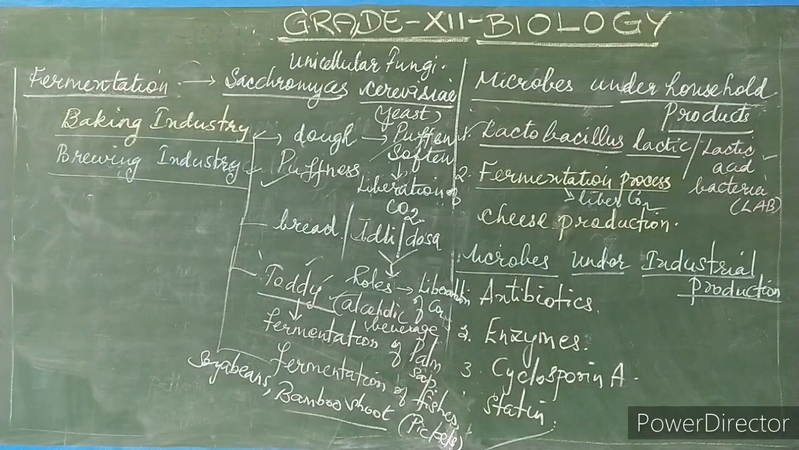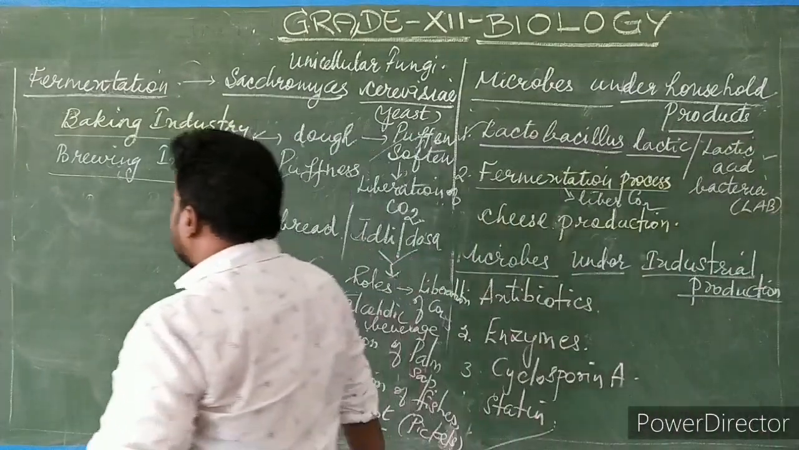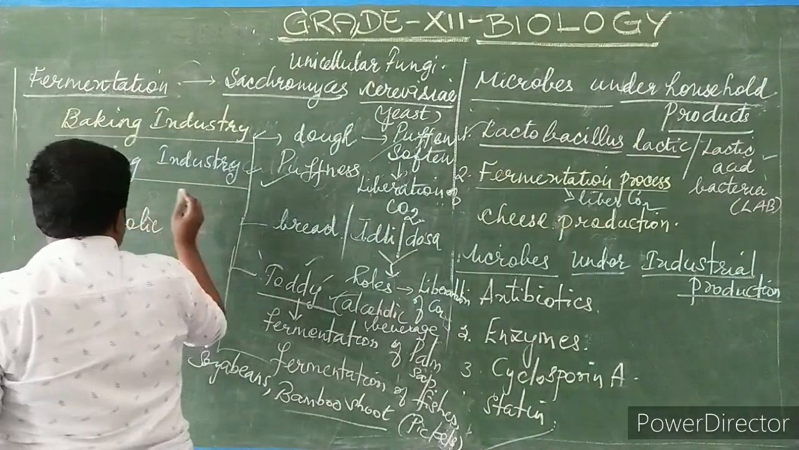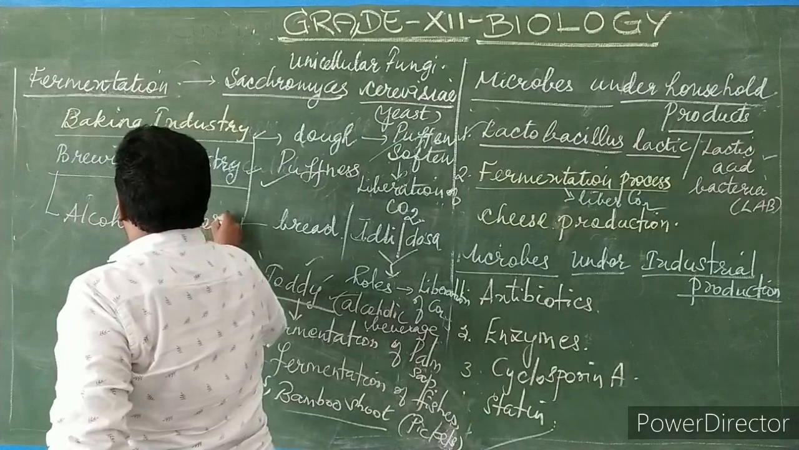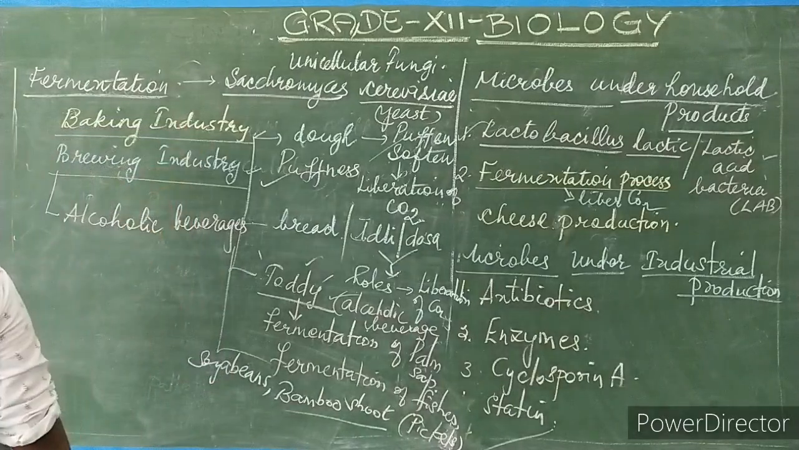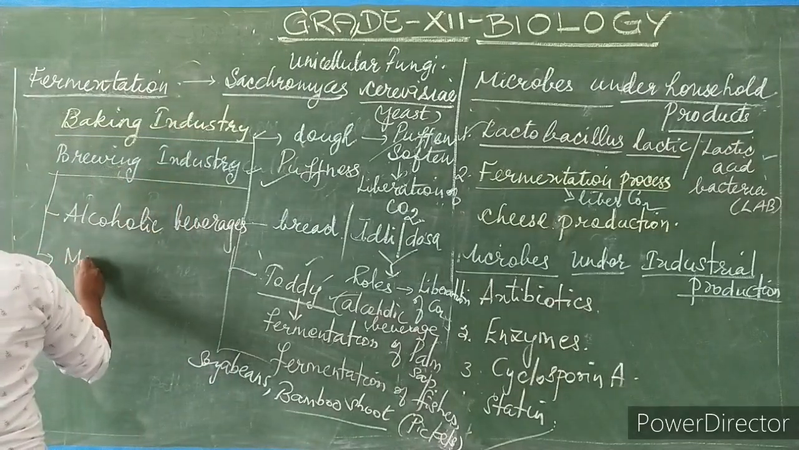The next one is the brewing industry. Similarly, Saccharomyces cerevisiae is used in the manufacture of wine and beer, and also whiskey and brandy, which involves fermentation of malted cereals and fruit juices in brewing industries, helping in the production of alcoholic beverages. The same Saccharomyces cerevisiae is widely used. Malted cereals.